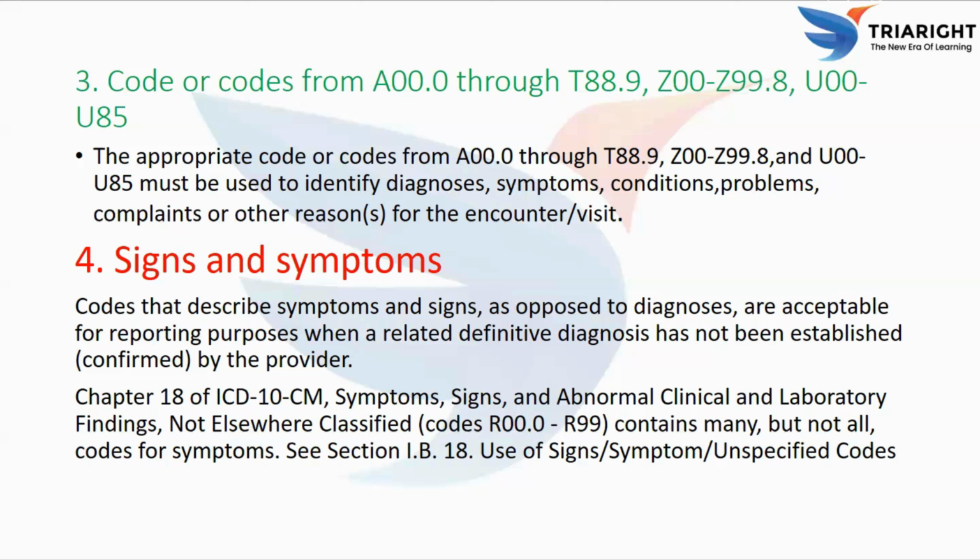For example, cough with pneumonia. Don't code the cough separately because it's a part of pneumonia. It's a symptom related to pneumonia, right? Whenever you code fever with flu, don't code the fever separately because fever is a part of the flu.